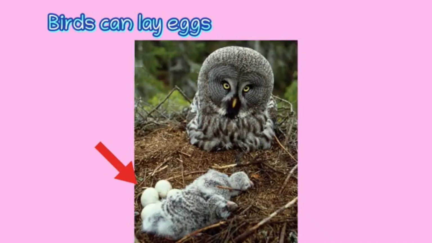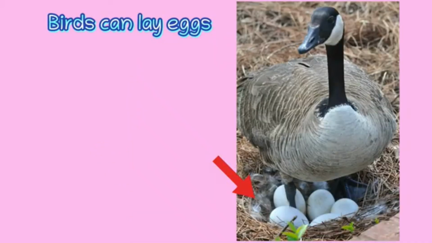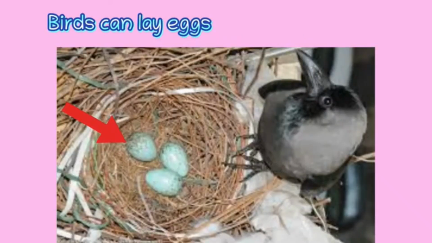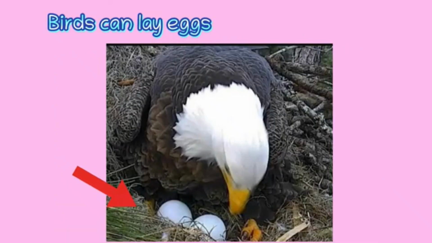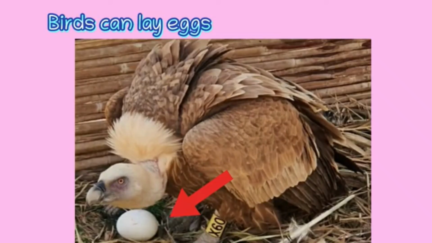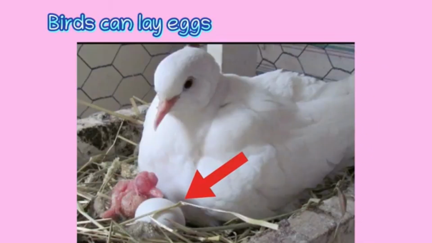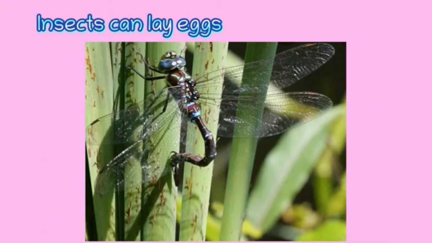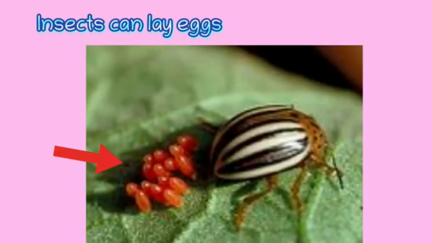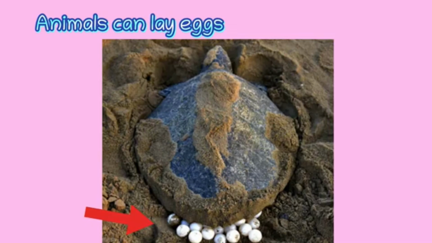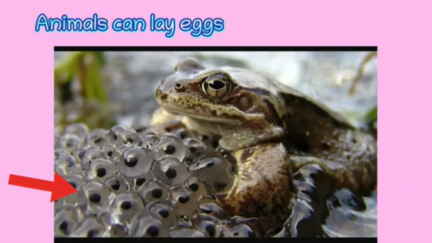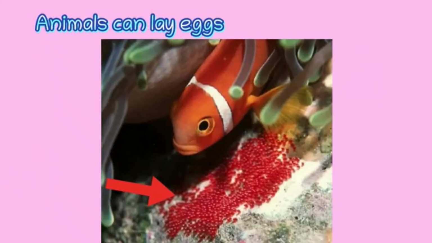We have the birds, like owls, goose, duck, penguin, crows, eagle, vulture, ostrich, and dove. Even insects lay eggs, like ants, bees, butterfly, dragonfly, and even beetle. These animals also lay eggs, like snakes, alligator, frog, and even fish.